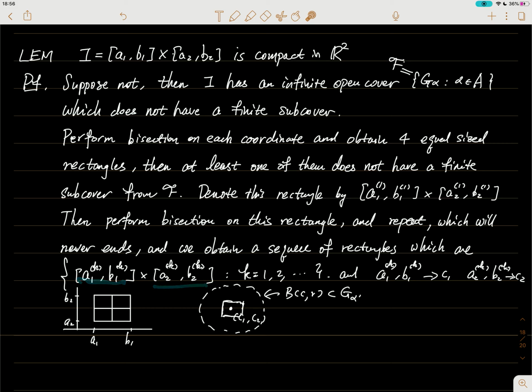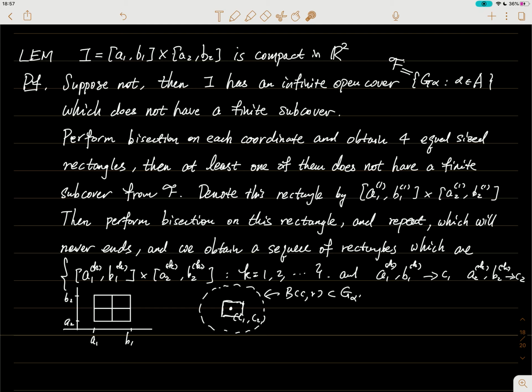Right, because this size is halved every time. This size is also halved every time. So as endpoints, they will converge to some point. I call it C1 and C2. So that means I have a sequence of rectangles. Each is nested in the previous one, and each has the size of 1/4 of the previous one. And the 2 sides are converging to C1 and C2 respectively. And now let's see where the contradiction is.